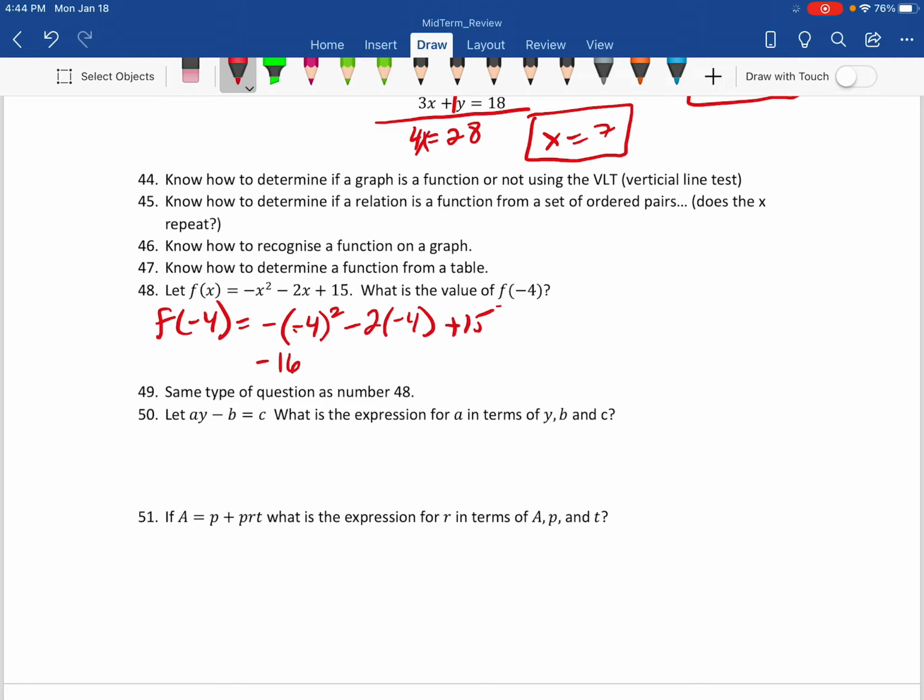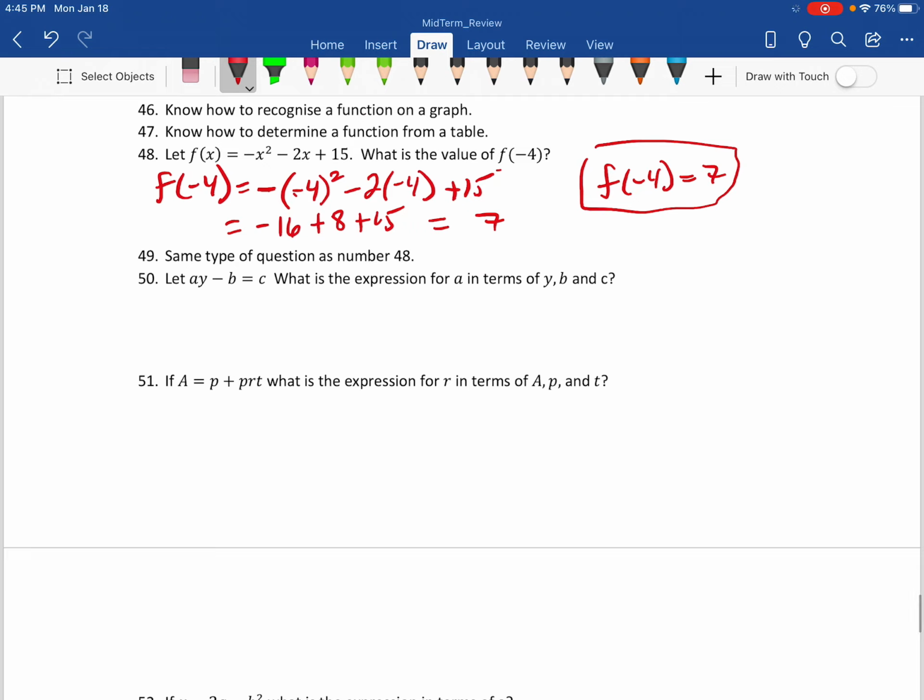So this is going to become negative 16 because 4 times 4 is 16. And it's positive, but since this negative is outside here, it's going to be negative 16. Negative 2 times negative 4 is going to give me positive 8, and then plus 15. That's going to give me negative 16 plus 8 plus 15 is going to give me 7. So f of negative 4 is going to be equal to 7. Number 49 is the same question as question number 48.